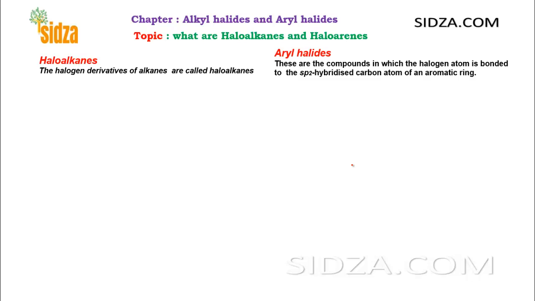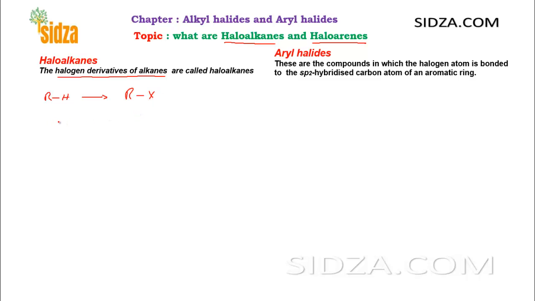Now in this video we will learn about haloalkanes and haloarenes. What are haloalkanes? Haloalkanes are the halogen derivatives of alkanes. From the alkane, if we replace a hydrogen atom by the halogen, so what do you get? You get a haloalkane, right?